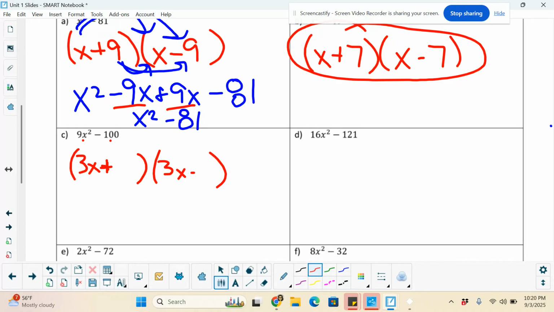And then we go ahead and break down 100. What number times itself gives you 100? Well, 10 times 10 gives you 100. There you go. That is completely factored.